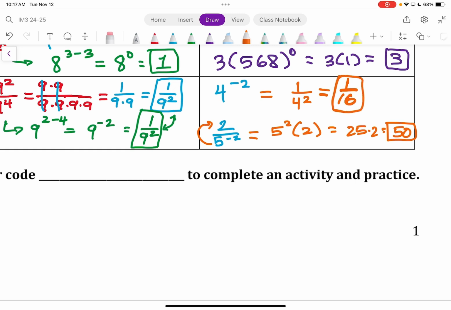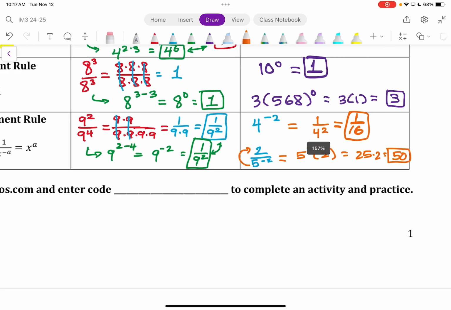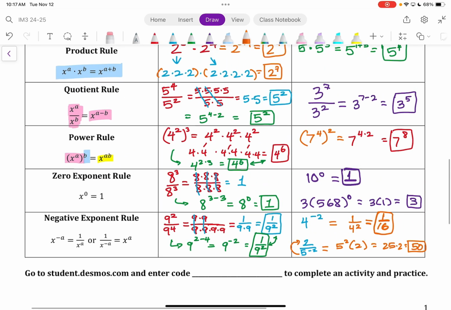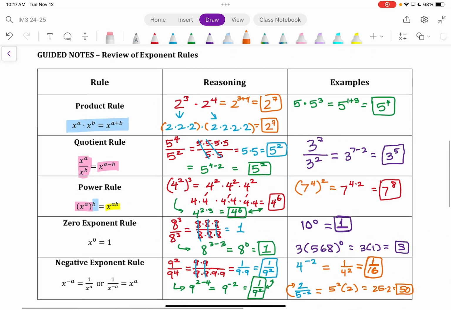Okay. All right, are there any questions on any of the rules that we've just covered? All right. So if there are no questions, then that concludes the guided notes.